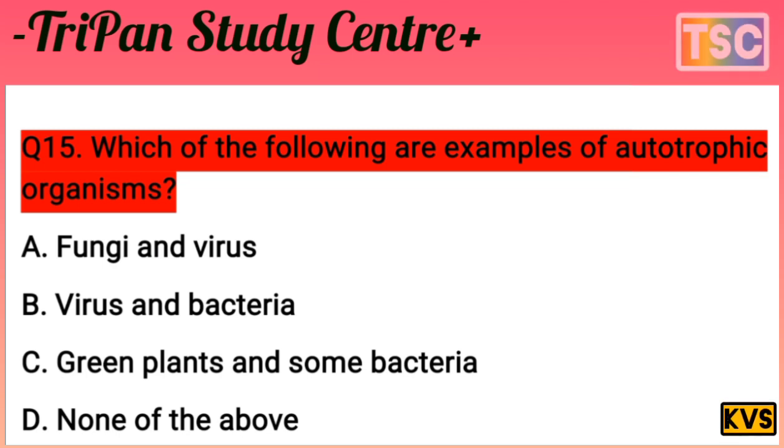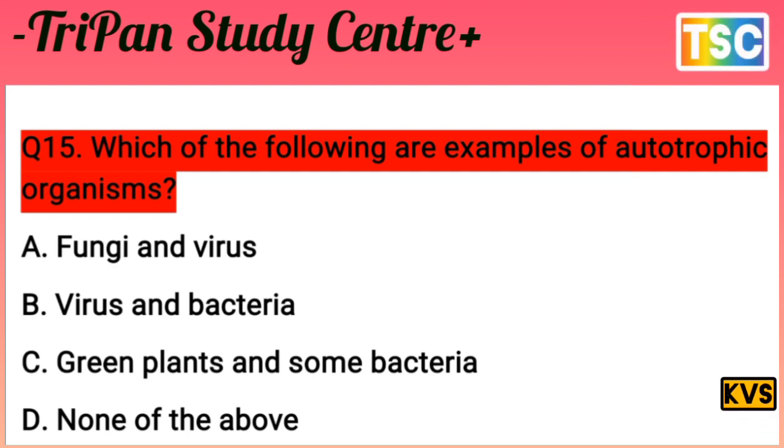Let's check the answer after some facts. The important thing here is that organisms which can use material from inorganic sources to produce their own food are known as autotrophs. Understand what I say?